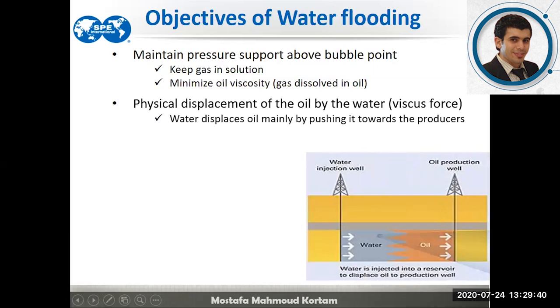Another benefit that we could get from the water flooding or water injection, now you know that they are the same, is a physical displacement of the oil by the water. At that time, the water is providing a viscous force to the oil to be pushed to the producer wells. So the water displaces the oil by pushing it toward the producer.